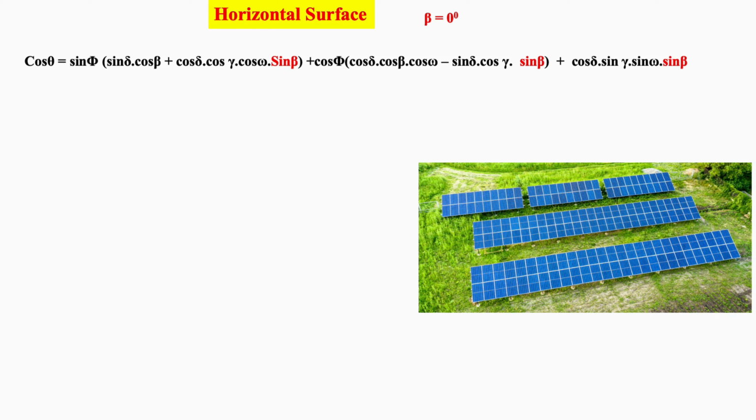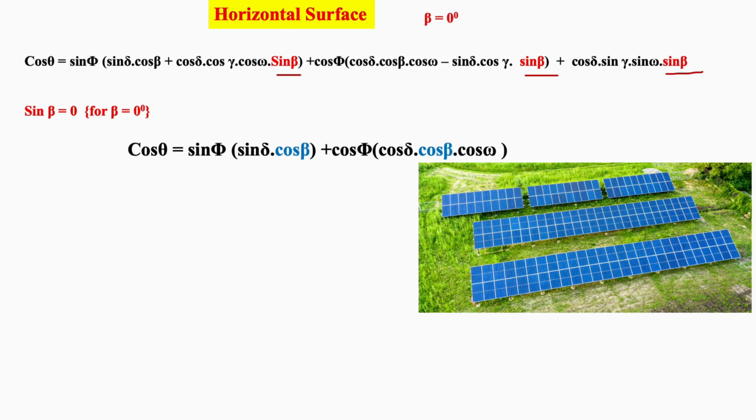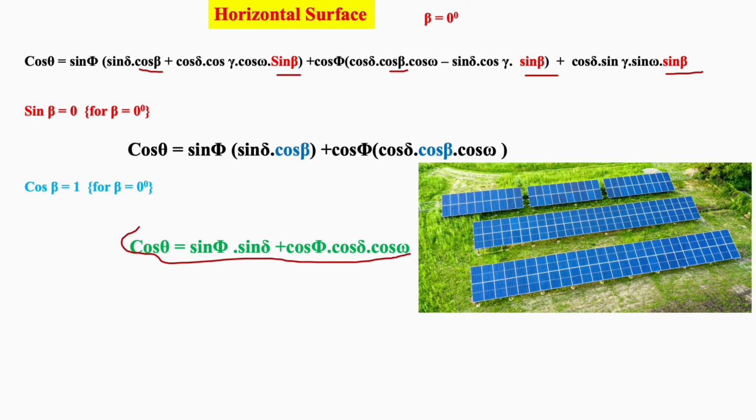This is the generalized equation, and here the highlighted term is sin beta. By placing the value of beta equal to 0 here, we get a new equation: cos theta is sin phi sin delta cos beta, cos phi cos delta cos beta cos gamma. And similarly in the above equation, wherever cos beta appears, we can place the value of beta, and cos 0 is 1, we already know it. By placing this, the final equation reduces to a few terms, a simple equation that you can write here.